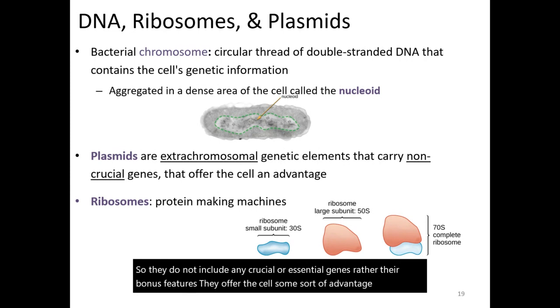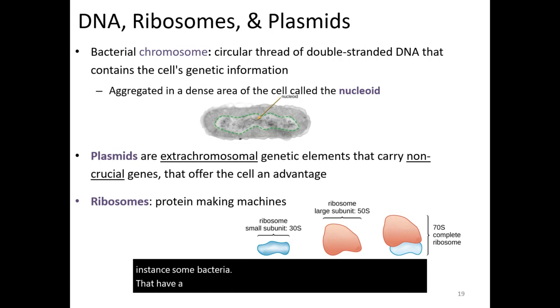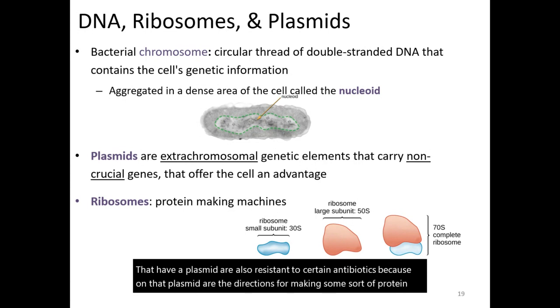So for instance, some bacteria that have a plasmid are also resistant to certain antibiotics, because on that plasmid are the directions for making some sort of protein, perhaps, that can break down certain antibiotics. Okay, so it's just an advantage that the plasmid offers to the cell.